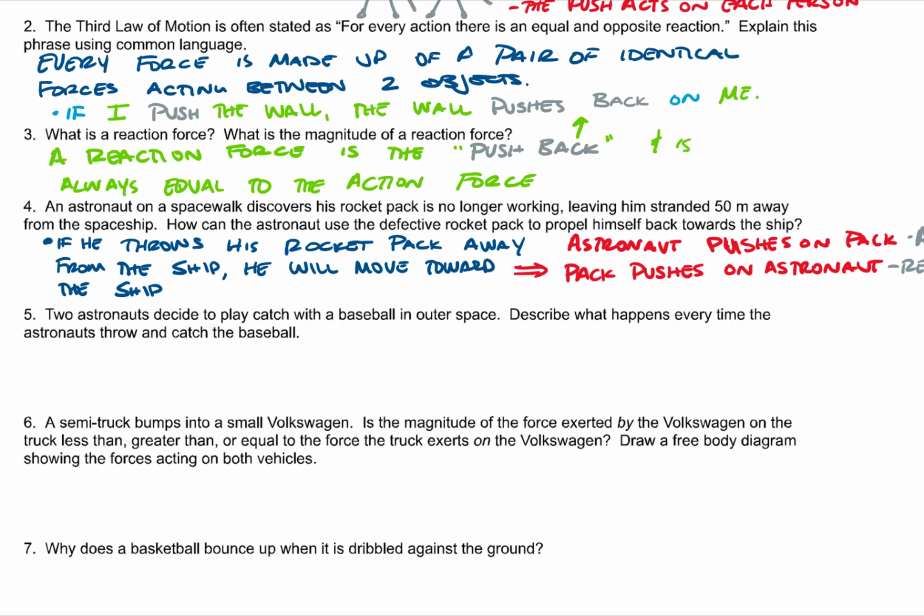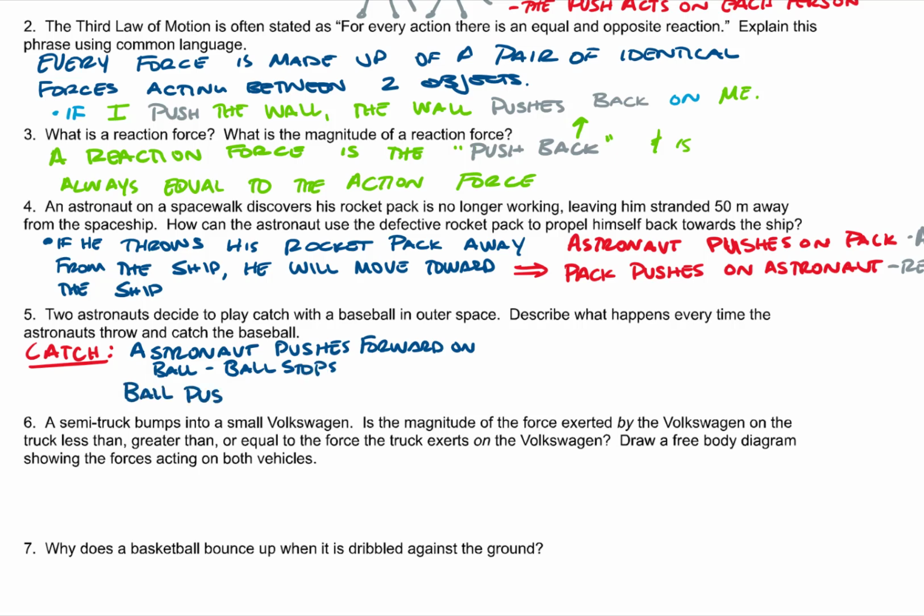So 2 astronauts play catch. So when an astronaut catches the ball, the astronaut pushes forward on the ball, which stops the ball. But the ball, as the reaction, pushes backwards on the astronaut. This causes the astronaut to move backwards just a little bit.